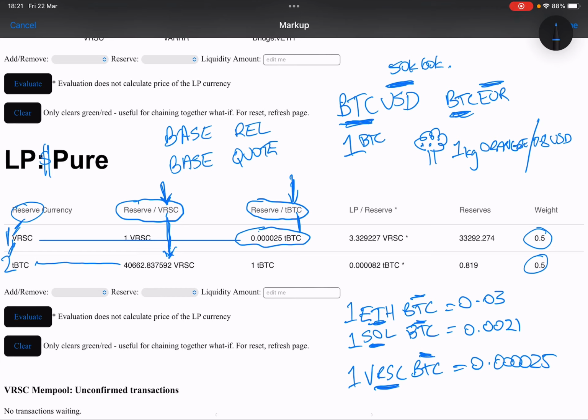So 1 Bitcoin base, usually it's USD, but this time we're going to do it in Verus, equals 40,662 Verus. So this is how you read the table. Base currency going in the rows, quote currencies coming in the column.